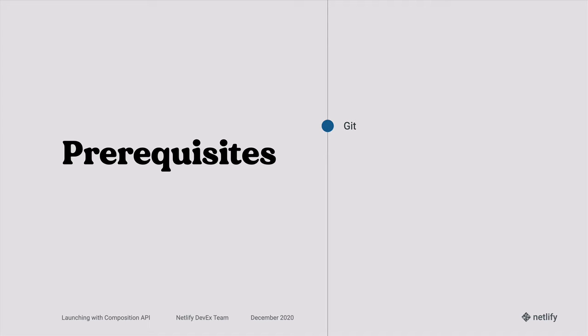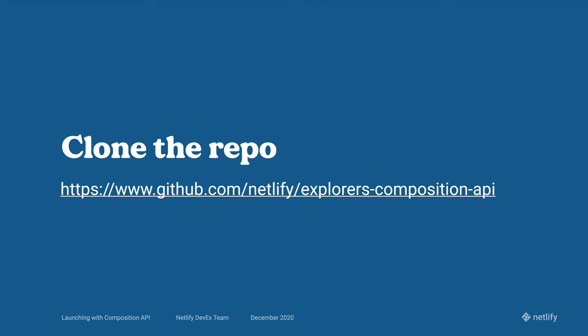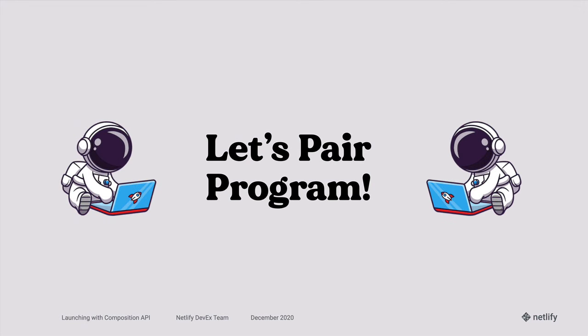Git, which you can verify in the terminal with git --version, as well as the latest stable version of Node if possible, which at the time of this recording is version 14, and you can check this by running node --version. You'll also need to clone or fork this repository that we have here for you. Let's go ahead and pair on this to make sure you have everything you need.